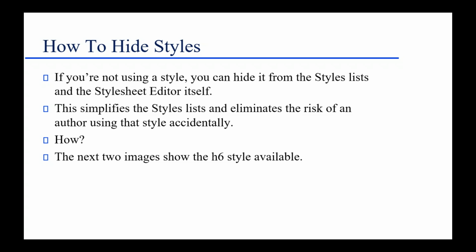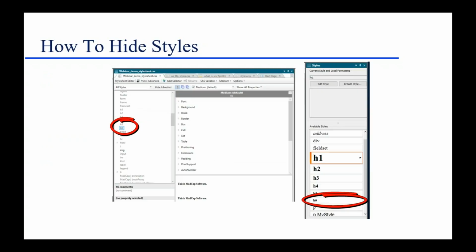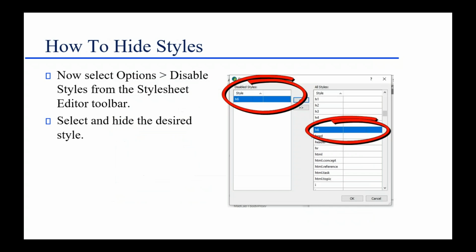And you may also want to remove it from the Stylesheet editor itself so that somebody doesn't accidentally come in and start playing with it and just modifying your CSS, your style sheet. And what you can do is hide them. And it's easy. So if we look at the next slide, and again, I don't know if you can read this, so trust me when I say that the two circled items are the H6 style. So in other words, they're here. So I'm seeing them in the style sheet on the left and the Styles pane on the right.